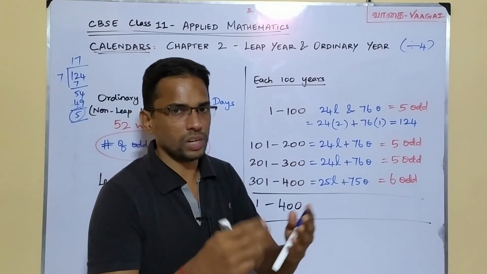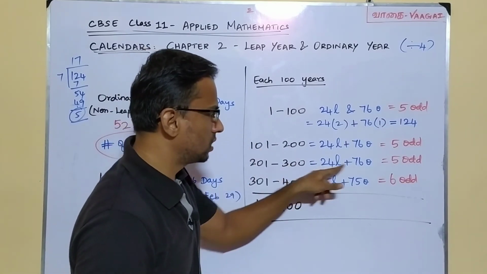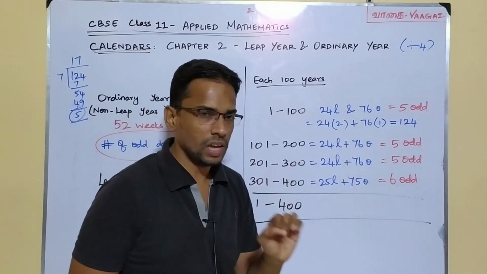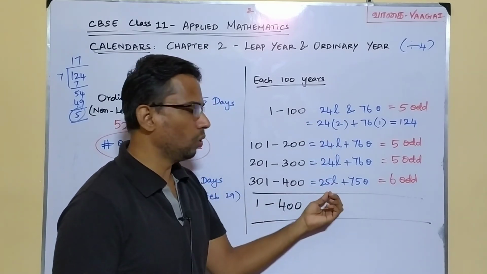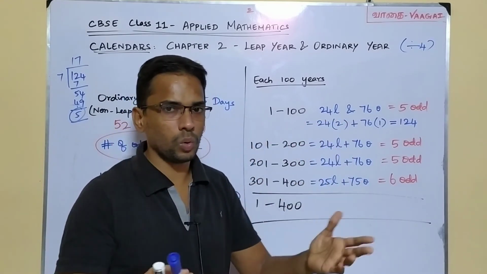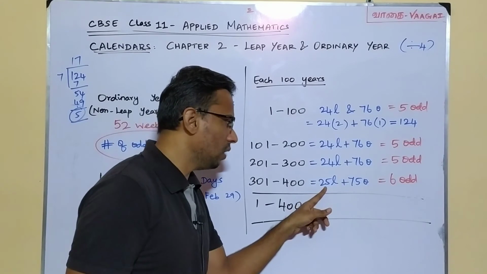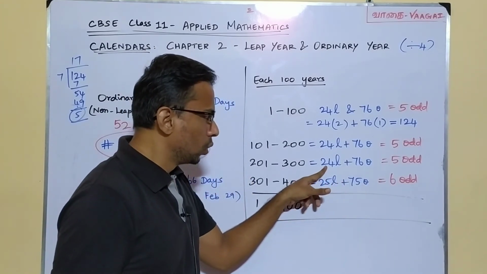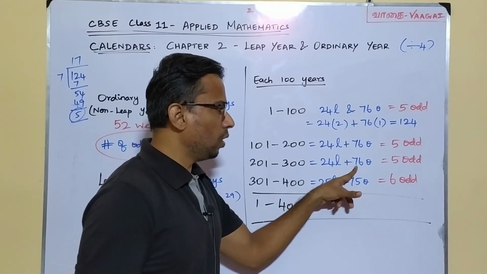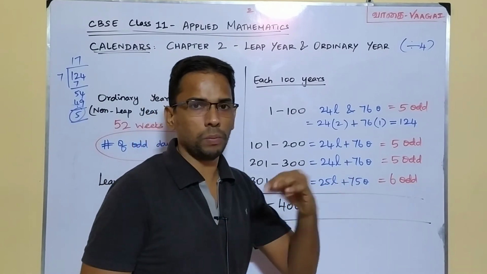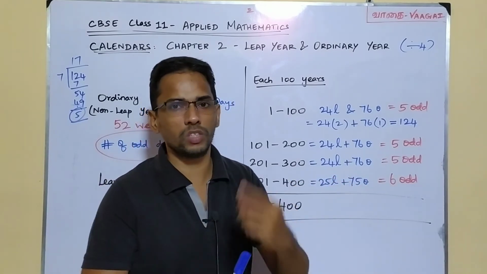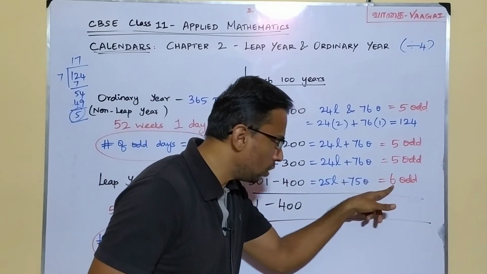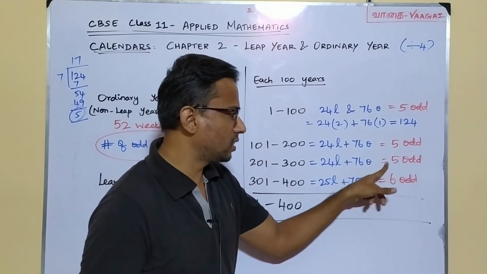Why? Because I'll make you understand it very clearly. For this set of things you had 5 odd days. Let me not repeat the same calculation. Don't do the entire calculation. It's going to be quite easy for you to understand. Here I have 25 leap years and 75 ordinary years. That's it, right? So that means 2 days will be extra here and 1 day will be reduced here. So plus 2 and minus 1. Overall my increase will be plus 1. And that plus 1 is what I have affected here as 6 odd days.